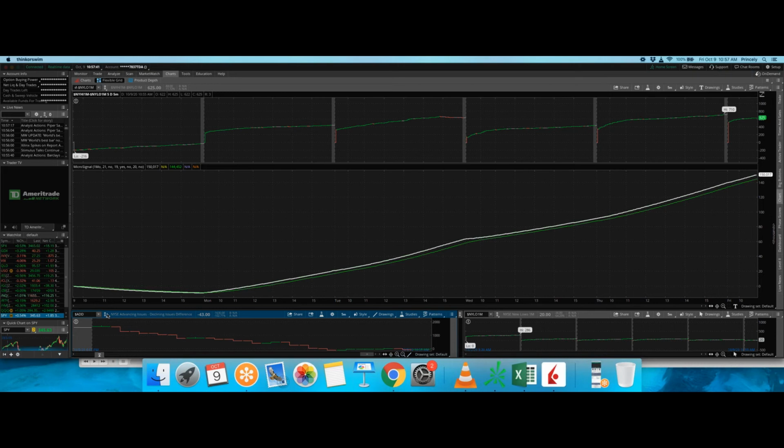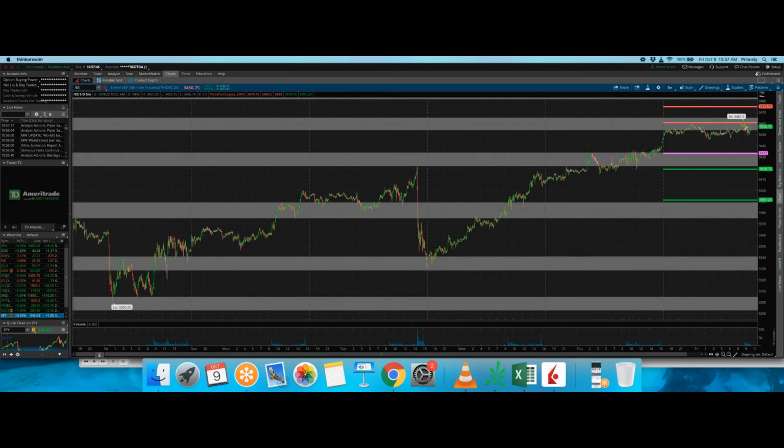Things look okay, right? And price is holding strong on ES and or SPX, right? So it looks fine over there. Okay, so that's it for intraday.